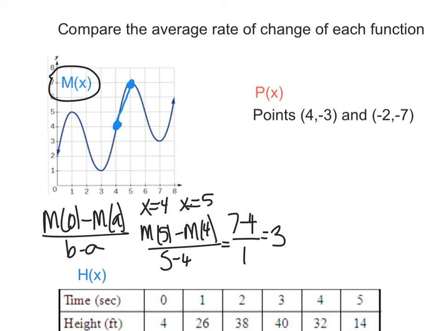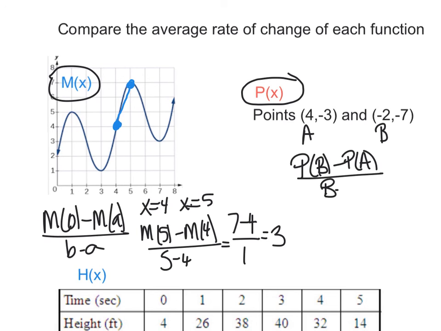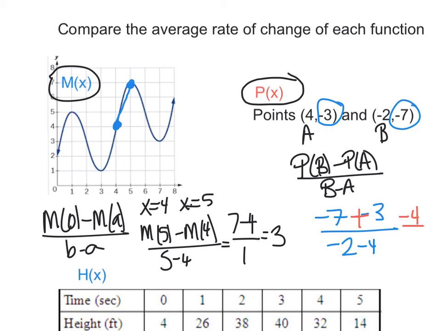Okay, we're going to do the same thing with p of x. So instead of giving a graph, they're just going to give you 2 points. So again, this is my a and this is my b. So I'm going to say p of b minus p of a all over b minus a. Okay, so my p of b is negative 7, the y value, minus the y value here. So watch my negatives, a negative 3, all over negative 2 minus 4. So I'm going to put those together, and I'm going to say that's negative 4 over negative 6, which obviously reduces to a positive 4/6 or a positive 2/3.